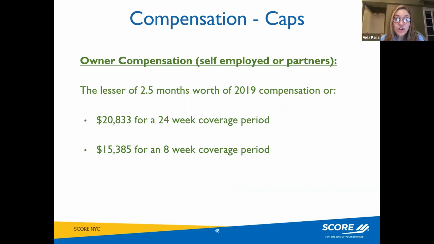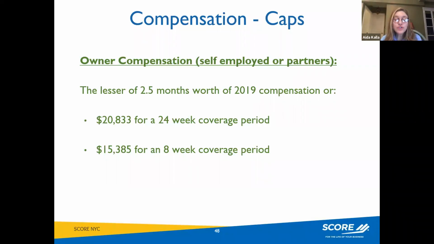Okay, so owner compensation, self-employed or partner. It's the lesser of 2.5 months' worth of 2019 compensation or $20,833 for a 24-week coverage period, or $15,385 for an 8-week coverage period. This is the maximum amount that you can record.